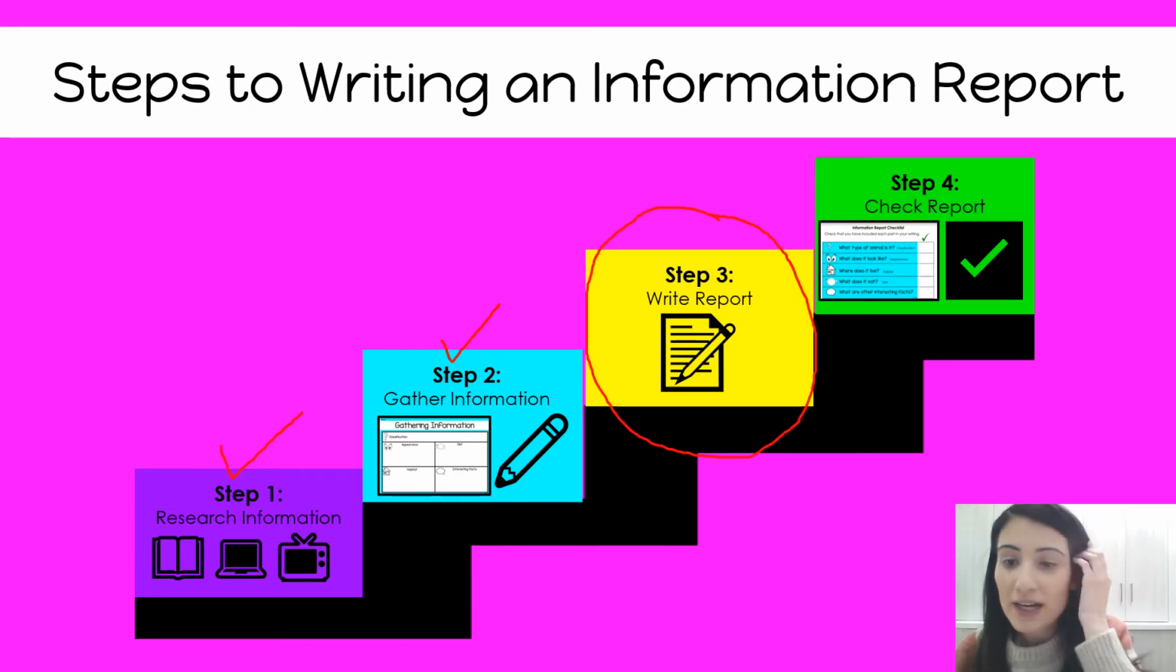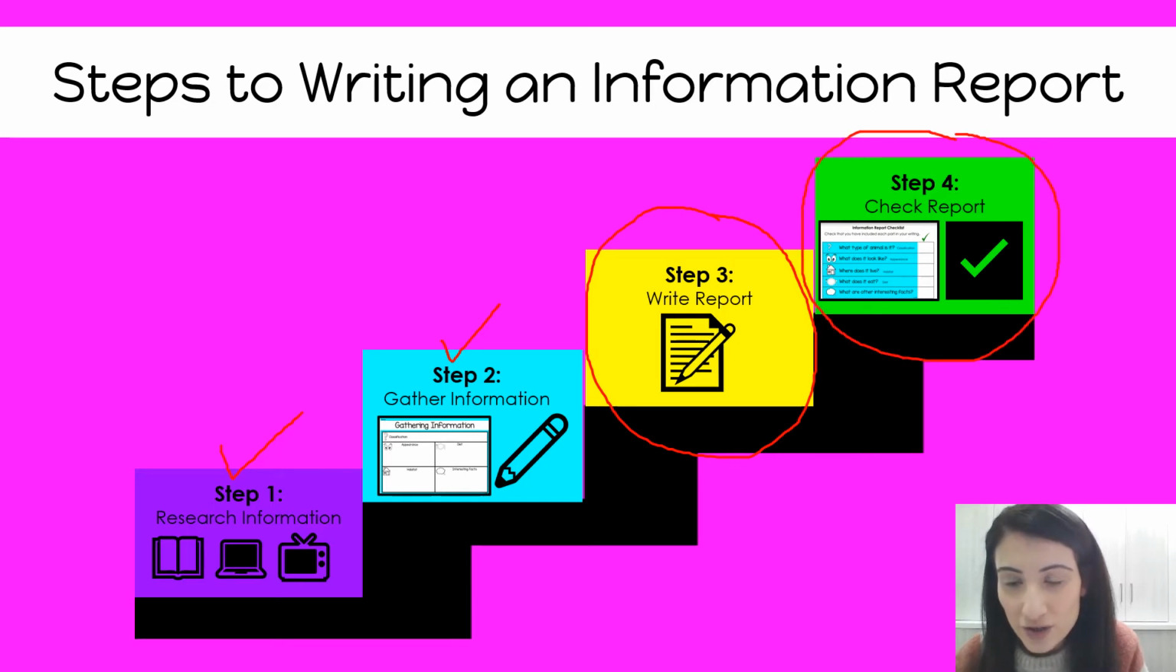So we're writing our final report. We're putting all our gathered information together to make one final report. And as always, we're going to refer back to our information report checklist at the end, just to make sure we've got everything we need.